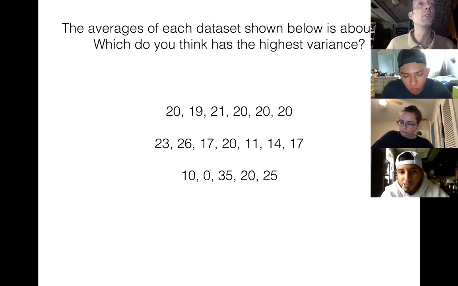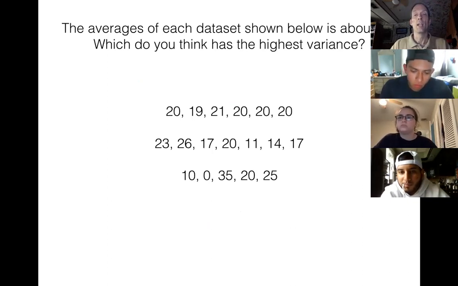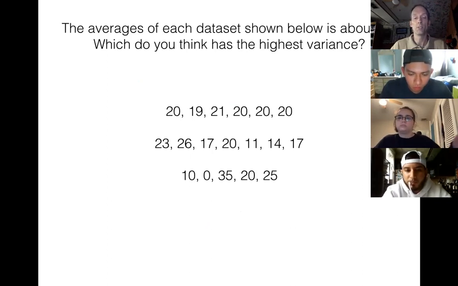And this is down to Aram, number 9. So it's saying the averages of all the data sets below are right around 20. Which one do you think is going to have the highest variance, and which one do we think will have the lowest variance?